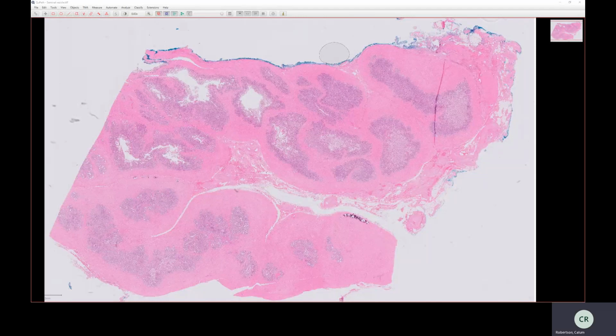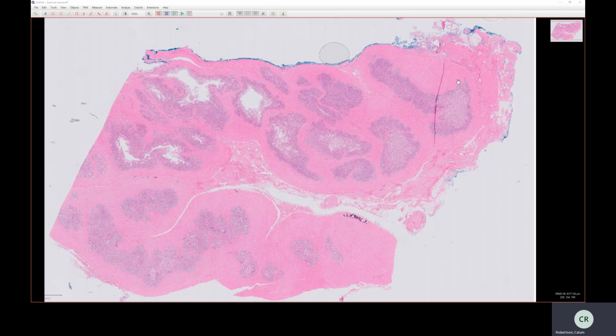Hi, this is Callum. This is going to be a really quick video where we go over the seminal vesicle histology. So this is a section through the seminal vesicle, which was taken as part of a radical prostatectomy specimen for prostate adenocarcinoma. They always take out the seminal vesicles, and invasion of the seminal vesicles upstages tumors.